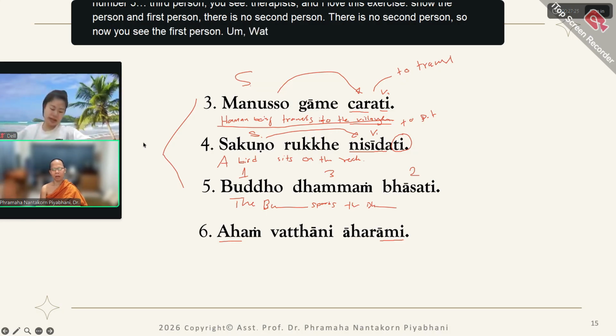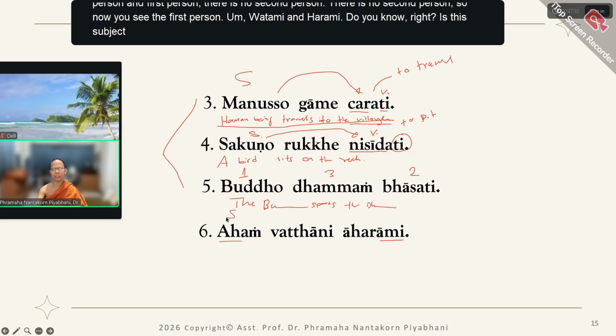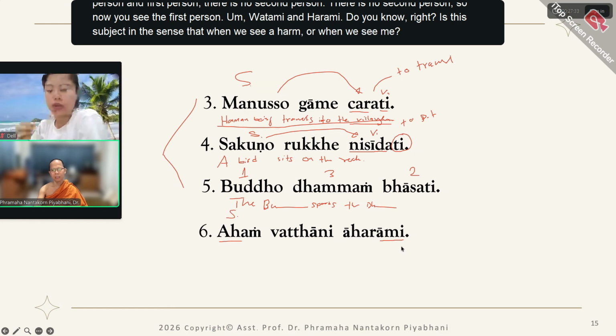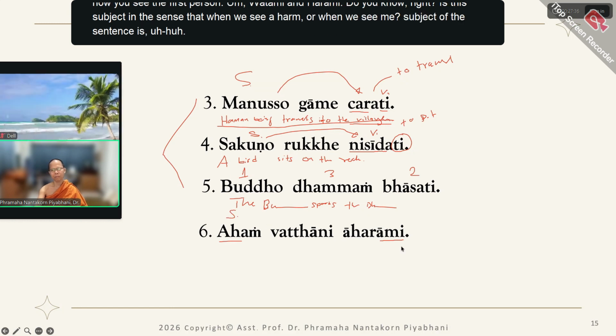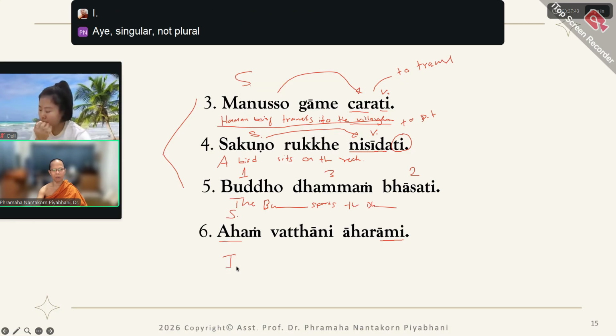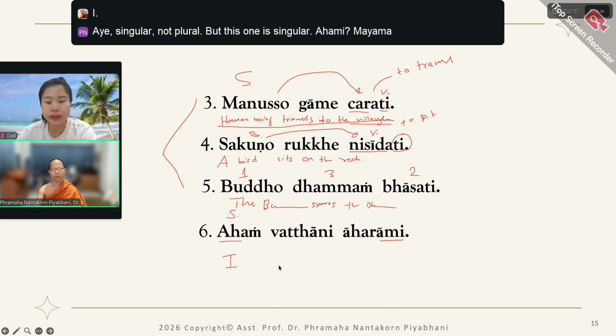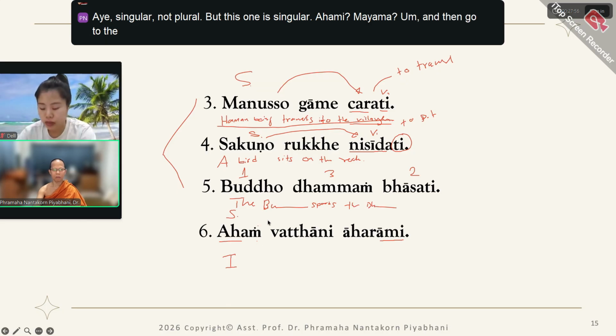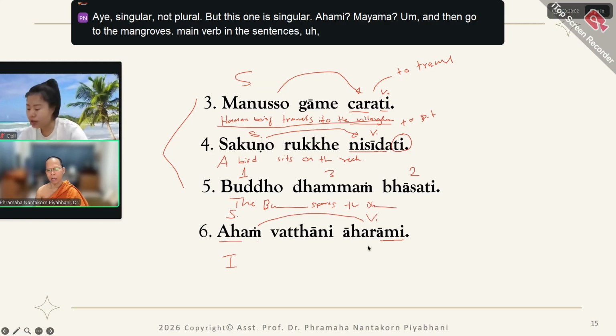Aham vattami, aharami. You know, right? This is the subject in the sentence. When we see aham, or when we see me, the subject of the sentence is aham. What does aham mean? I, singular, not plural. Aham, mayam, right? Me and ma, but this one is singular. Aham, and then go to the main verb. The main verb in the sentence is aharami.